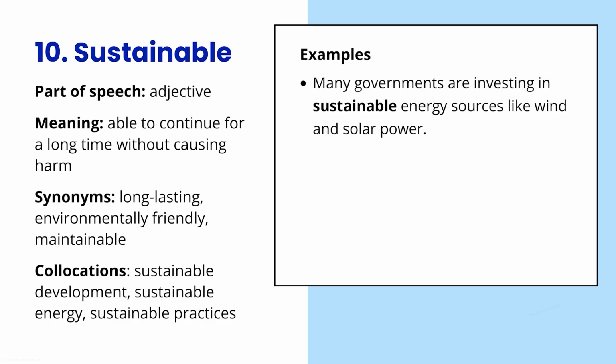Many governments are investing in sustainable energy sources like wind and solar power. So if these energy sources are sustainable, you can keep using them for a long time and there's no damage. So think about wind. You can keep using wind for a long time and there's not going to be any damage to our planet or to the environment.